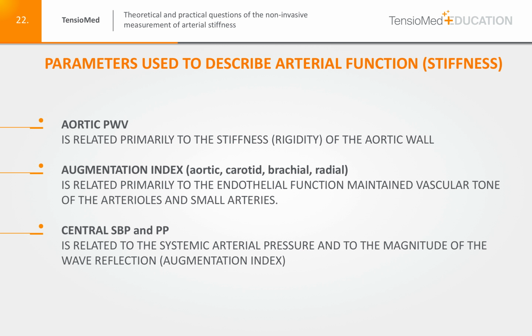So, summarizing the parameters used to describe arterial function, the arterial stiffness. The aortic pulse velocity is basically related to the characteristics of the aortic wall. The stiffer, the more rigid the aortic wall, the higher the pulse velocity. The augmentation index is mainly related to the endothelial function, maintained vascular tone, vascular resistance of the small arteries and arterioles.